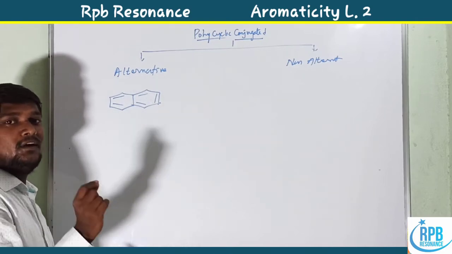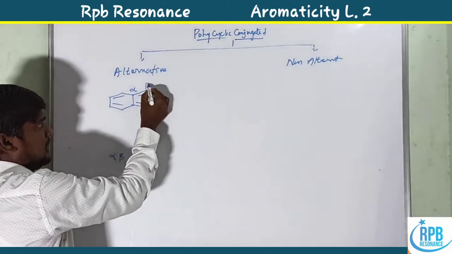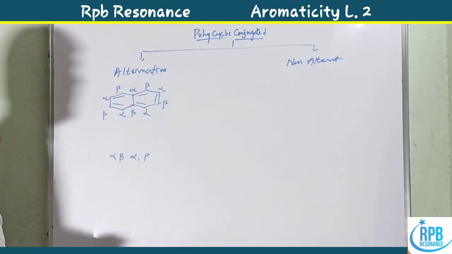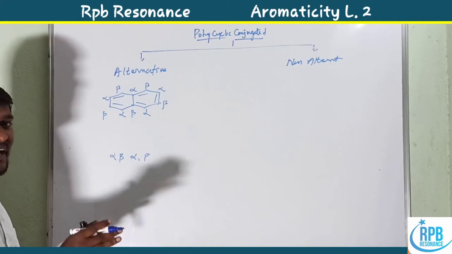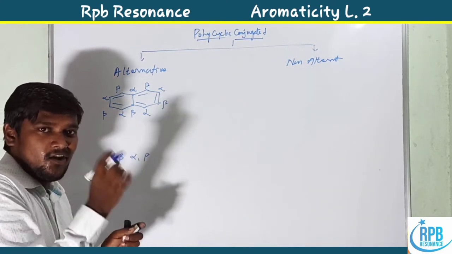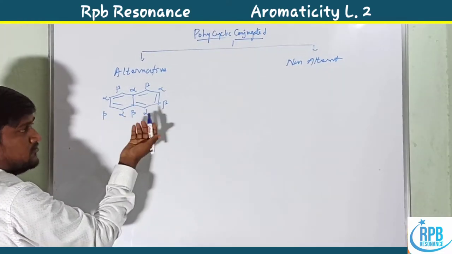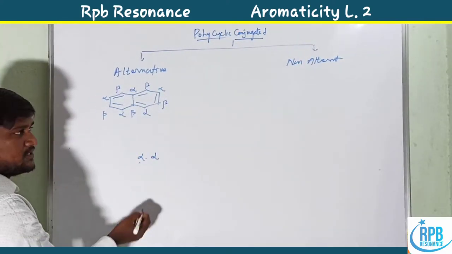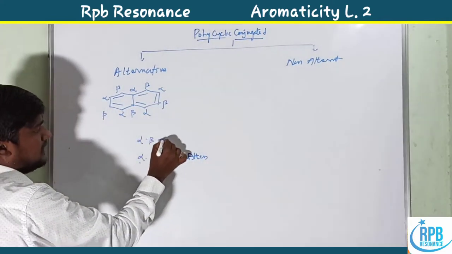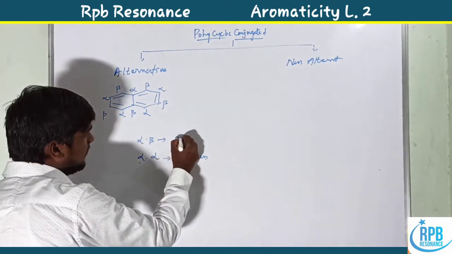So I'll start with alpha and beta labeling: alpha, beta, alpha, beta, alpha, beta, alpha, beta, these types of labelings. Let's start with alpha and beta continuation. After assigning alpha and beta, if alphas or betas are not placed at adjacent positions, as here, where alpha, beta have no adjacent position, then it is alternant. If alpha is at an adjacent position, those are the non-alternant polyconjugated systems.